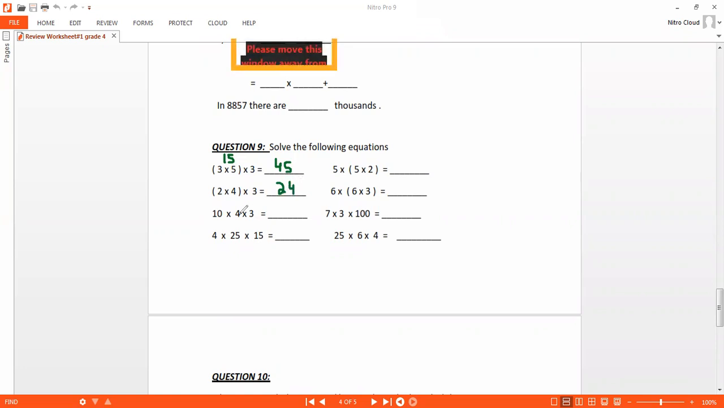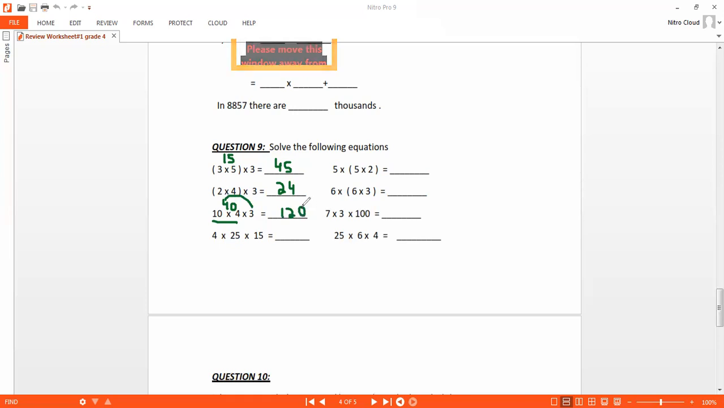Now we have 10 times 4 times 3. It's very easy. You can do, if you want, 10 times 4 first, which is 40. And now 40 times 3, you can do this mentally because you multiply 4 times 3, which is 12. And then you put a 0 beside it.